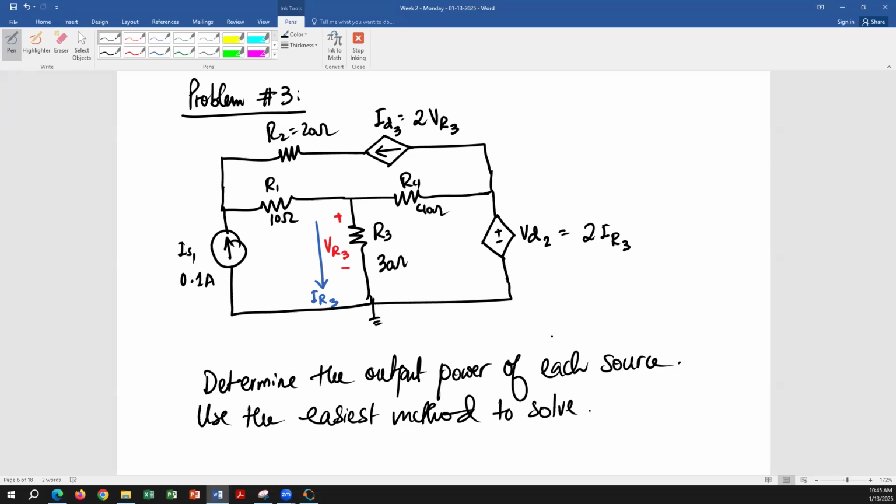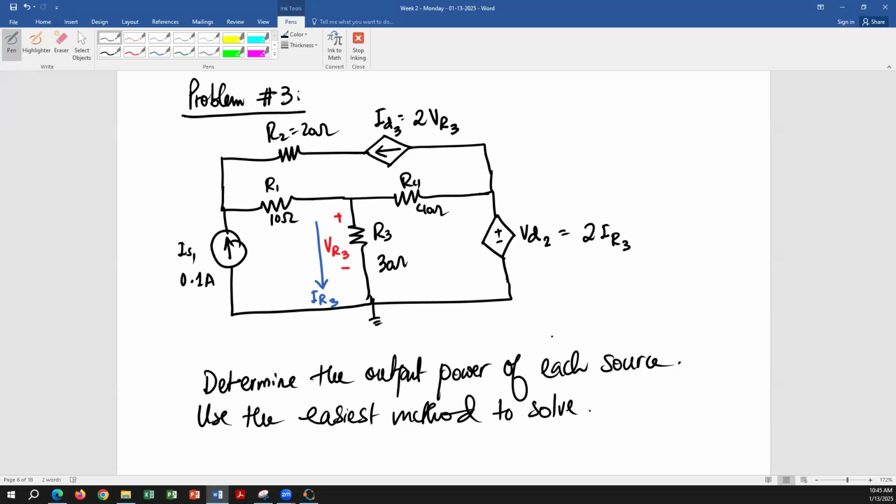Okay, so first, to calculate the power supplied, of course, you need two quantities. You need the voltage and the current. So for the current sources, you will need to find out the voltage across each current source. And for the voltage source, you need to know the current passing through that dependent voltage source. So first establish what you're looking for. That's the first step. The second step is how you're going to get those things using the easiest method.